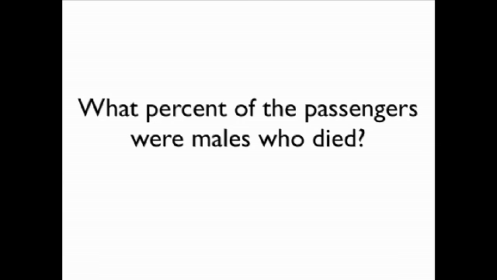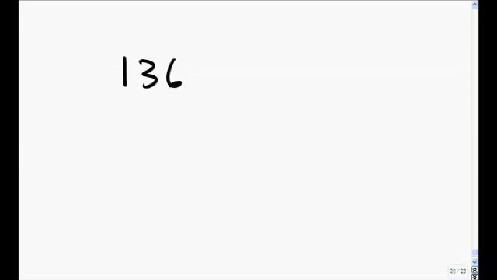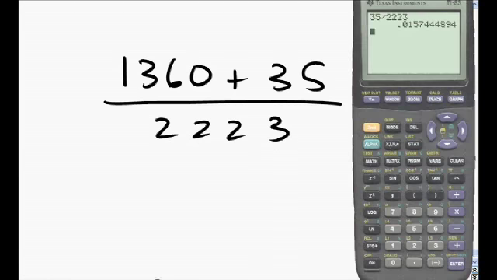What percent of the passengers were males who died? The 1,360 men who died combined with the 35 boys who died out of the 2,223 passengers. "1,360 men died, 35 boys died out of the 2,223 passengers." "1,395 males died."